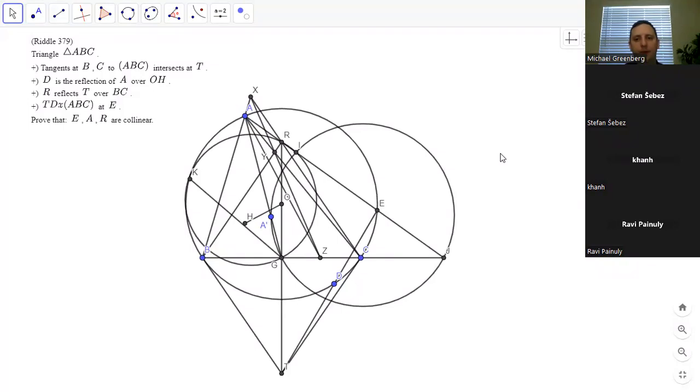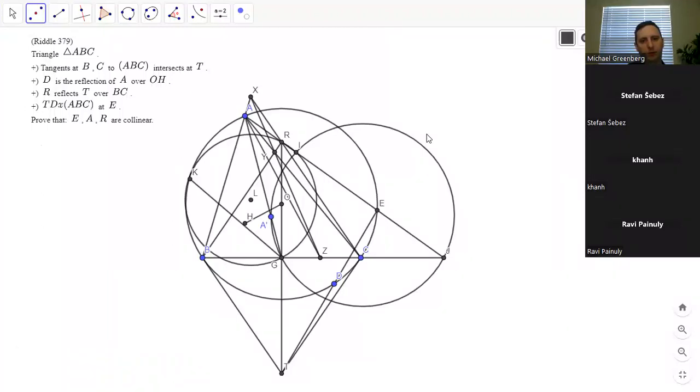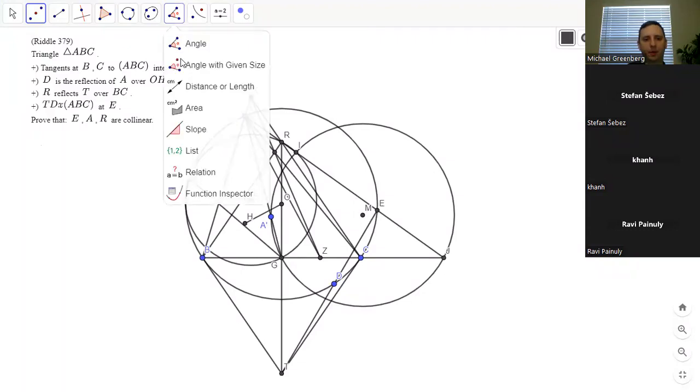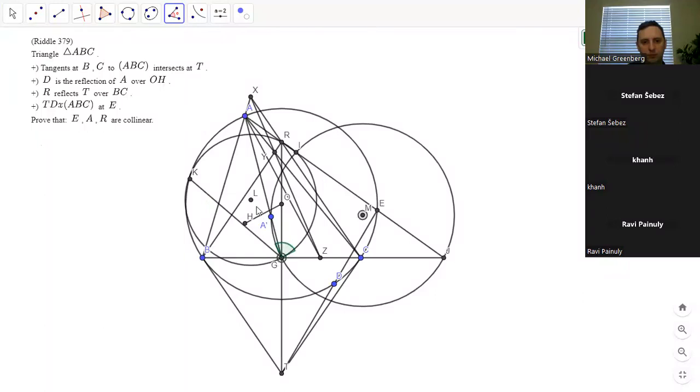Okay, so we want to show those circles are orthogonal. I don't know too much about how to show circles are orthogonal other than, that means angle LIM is 90, right? LIM and LGM. We have HI is perpendicular to AJ.